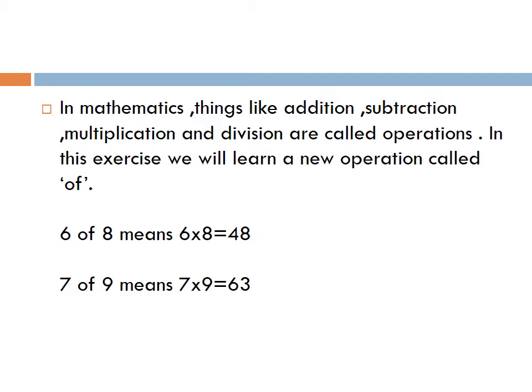OF means multiplication. 6 of 8 means 6 multiplied by 8 is equal to 48. 7 of 9 means 7 multiplied by 9, 7 nines are 63. Of means multiplication.